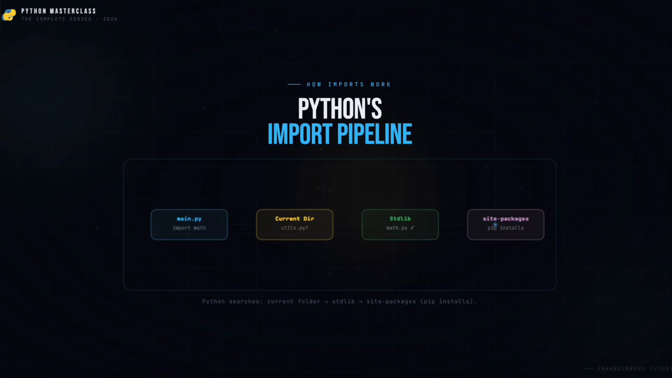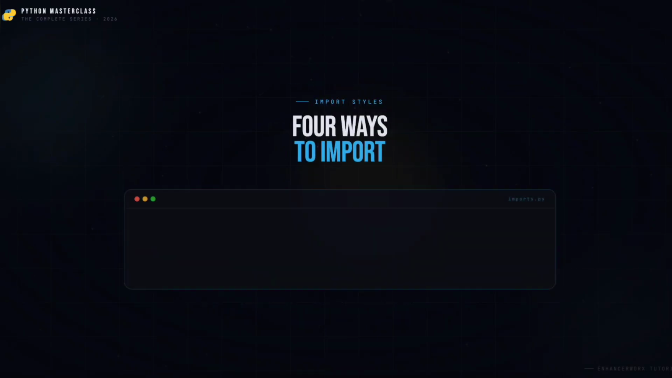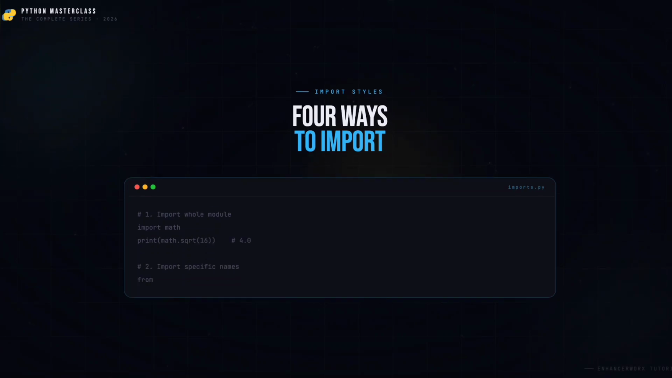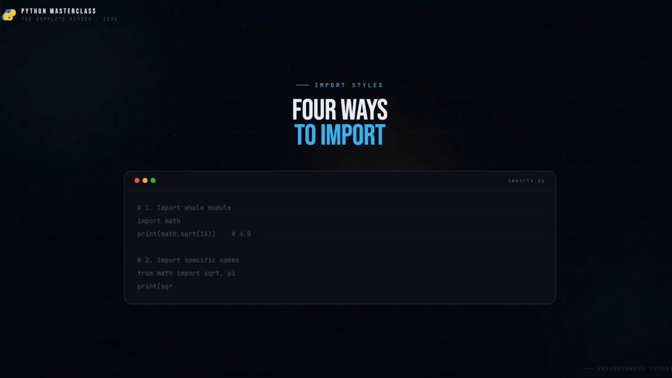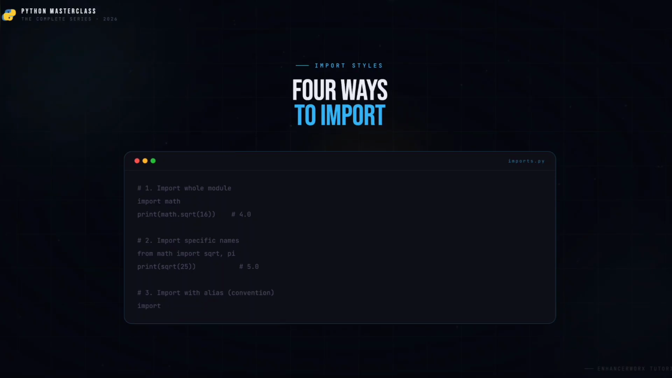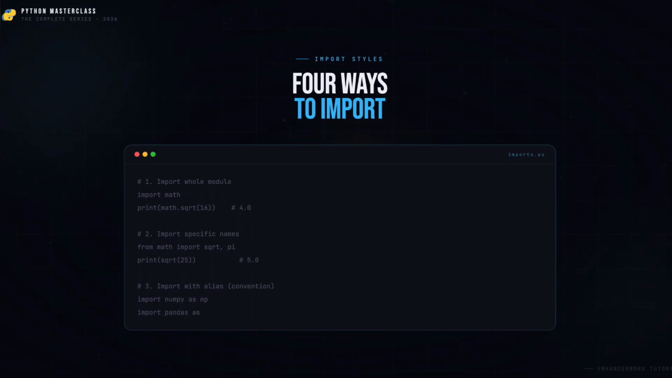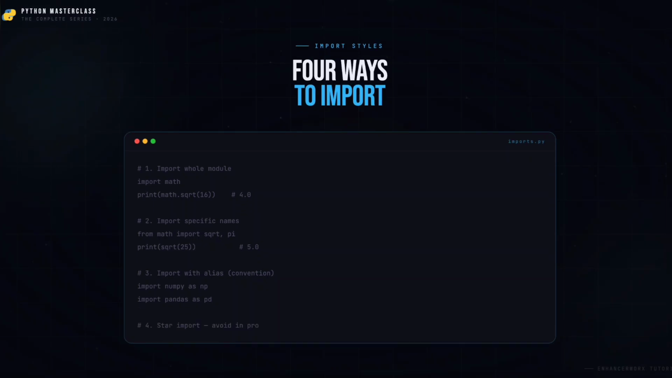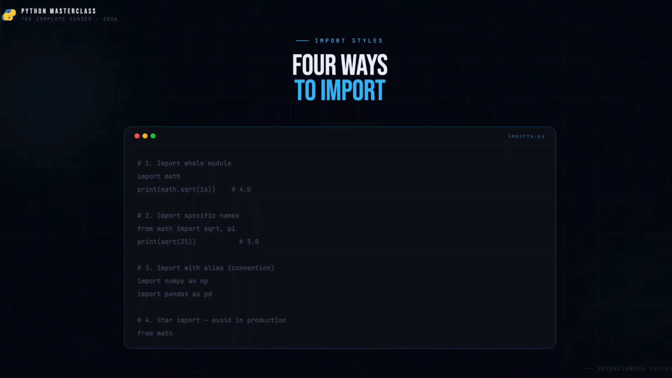Python gives you 4 ways to import code. You can import an entire module and access its contents with dot notation. You can import specific names directly without a prefix. You can import with an alias, which is the universal convention for numpy as np and pandas as pd. And you can use star import to bring everything in, but avoid this in production code because it pollutes your namespace with names you did not ask for.